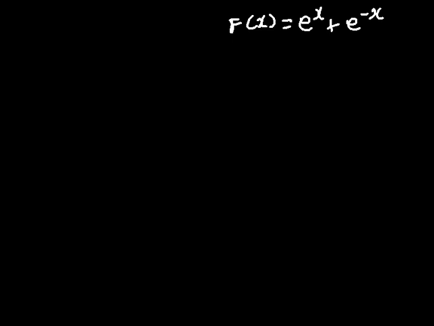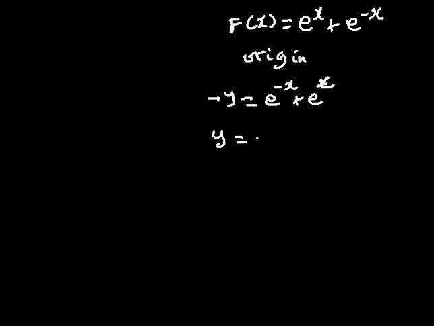Let's start with the origin. About the origin, we'll have negative y is equal to e to the power negative x plus e to the power positive x, since this negative and the other negative means we'll have a positive x. Dividing both sides by negative, we have y is equal to negative e to the power negative x minus e to the power positive x. Now the function that we have is not equal to the original function, therefore it is not symmetric about the origin.